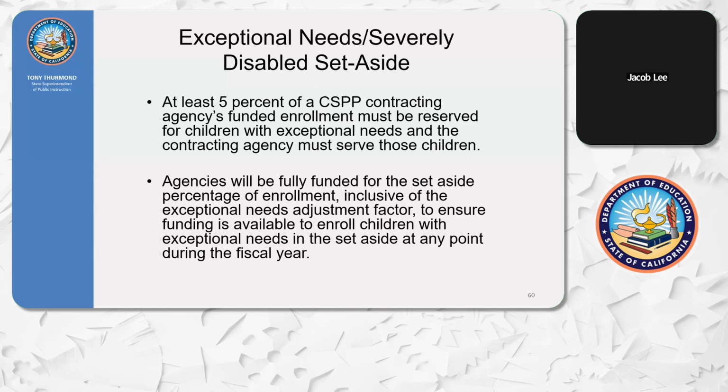A little bit about the exceptional needs and severely disabled set aside. So this says that at least 5% of the CSPP contracting agency's funded enrollment must be reserved for children with exceptional needs, and the contracting agency must serve those children. Agencies will be fully funded for the set aside percentage of enrollment, inclusive of the exceptional needs adjustment factor, to ensure funding is available to enroll children with exceptional needs in the set aside at any point during the fiscal year.